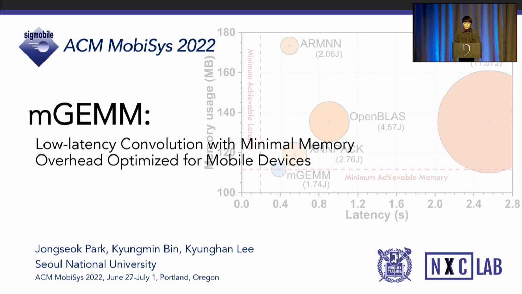I'm Jung-Suk Park, and I'll be explaining the details of our research, mGEMM, low-latency convolution with minimal memory overhead, optimized for mobile devices. This research was done with my lab member, Kyungmin Bin, under the supervision of my advisor, Kyung-Han Lee.